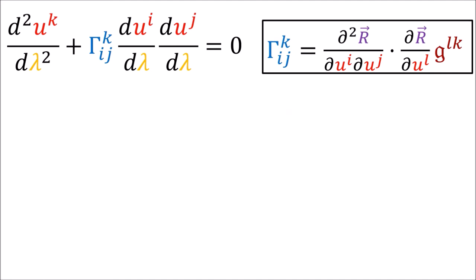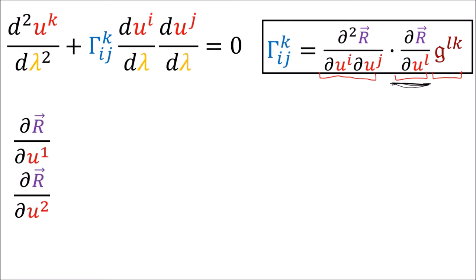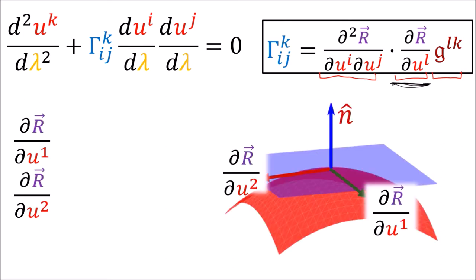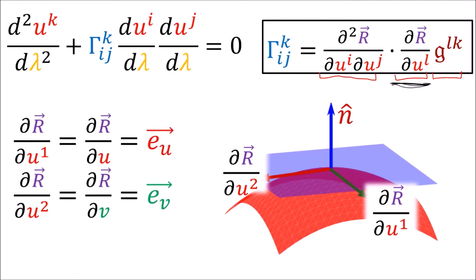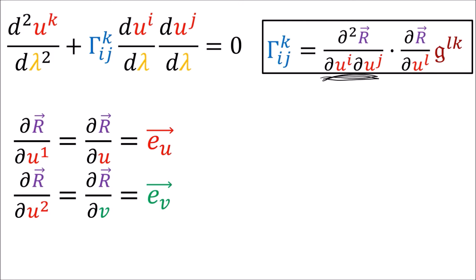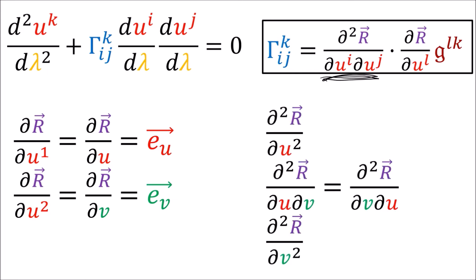So computing the Christoffel symbols for a surface is going to take a fair amount of work because we need to compute all these parts of the equation here first. We need to calculate the first derivatives of the position vector r with respect to the u-coordinates, so these would just be the tangent vectors of the coordinate curves on the surface. And as an alternative notation for the u1 and u2 coordinate variables, I'll sometimes just use the u and v variables instead. Now on top of the tangent vectors, we also need to compute the second order derivatives of the position vector r, so there are four different second order derivatives, but two of them end up being equal because the order of differentiation doesn't matter.